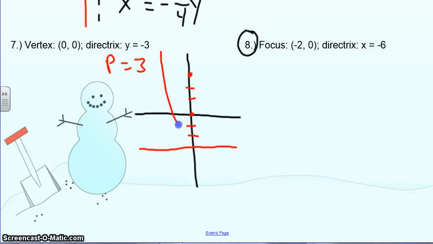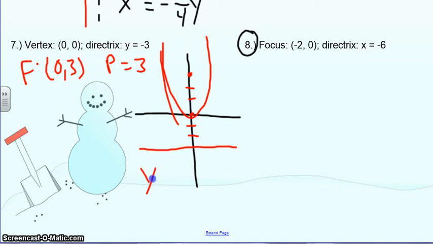And if that's the focus, that means, whoops, my parabola should look like that. So the focus is going to be at 0, 3. And to write an equation, since the vertex is 0, 0, it's going to go up. That means the x is squared. So it's going to be y and then 0, so y equals. I know it's positive, x squared. I need the number in front of the x squared. Remember, it's 1 over 4p. So 1 over 4 times 3 is 1/12. So it's going to be y equals 1/12 x squared. Okay, try number 6 and 8. And then we have one more thing to do.